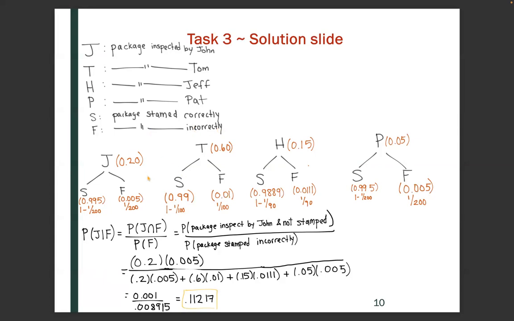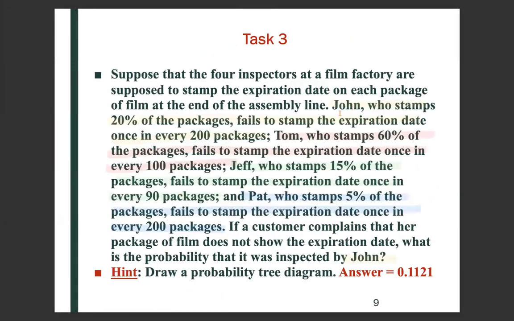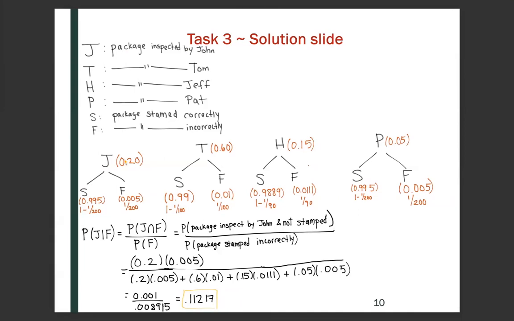Okay, so first I'm going to draw tree diagrams for what I know. So here, event J is that the package is inspected by John. So if we go to the information we were given, we have that John stamps 20% of the packages. So here we have 20% or 0.2.